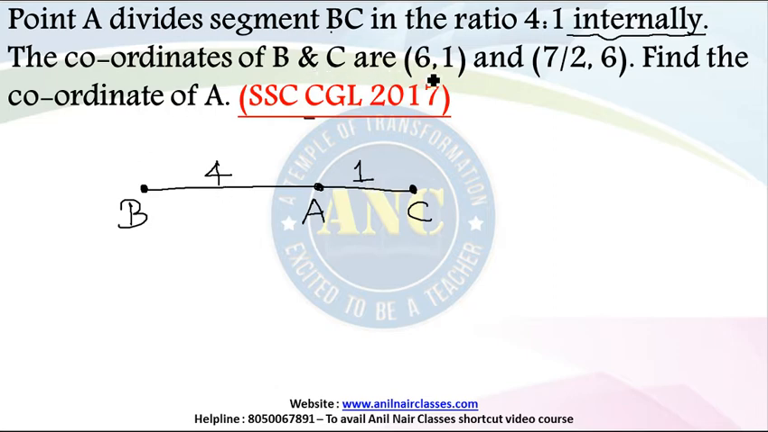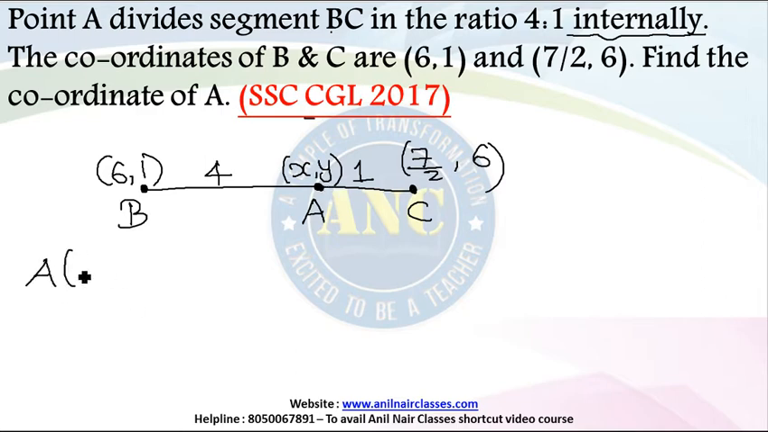The coordinates of B and C are 6, 1 and 7/2, 6. These are the coordinates of points B and C respectively. Find the coordinate of A. I don't know the coordinate of A. I will name the coordinate of A as x, y. I already told you the internal division formula. The point which is dividing internally, in this example it is A, is given by the notation which we discussed very recently, that mx2 plus nx1.